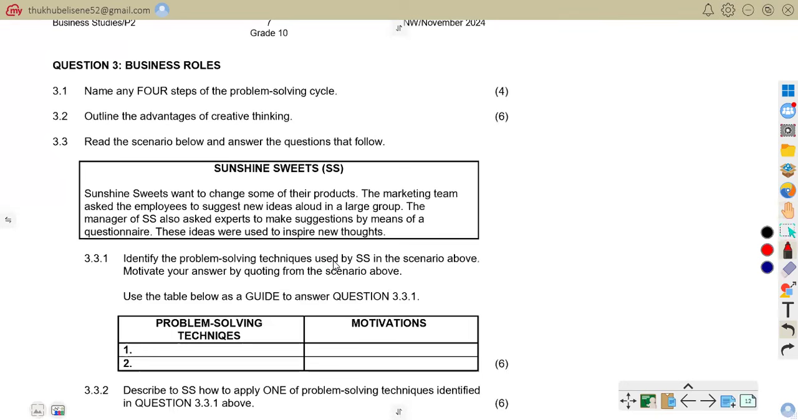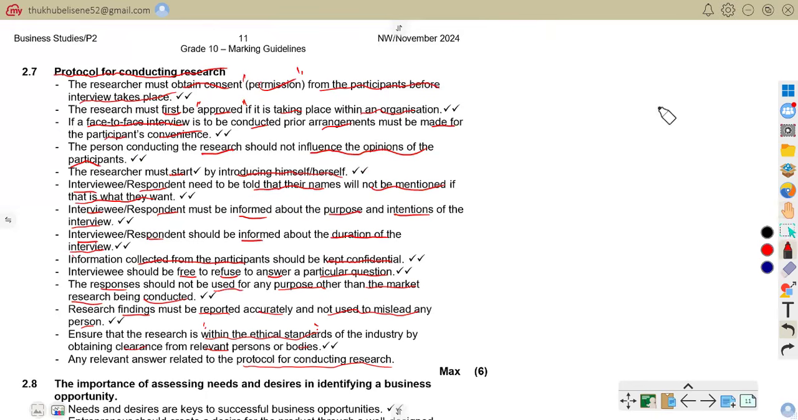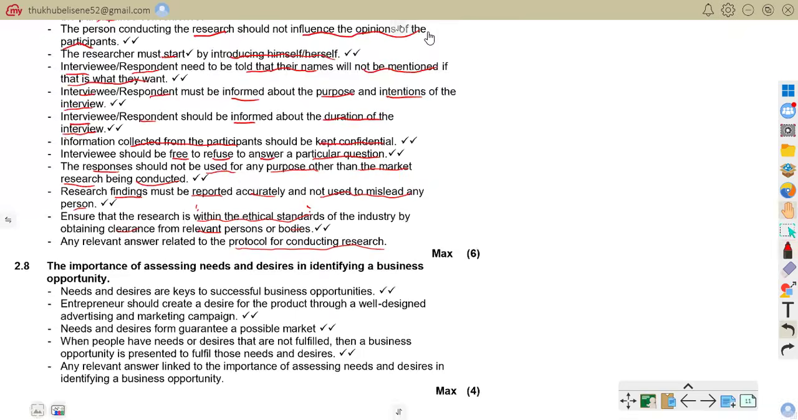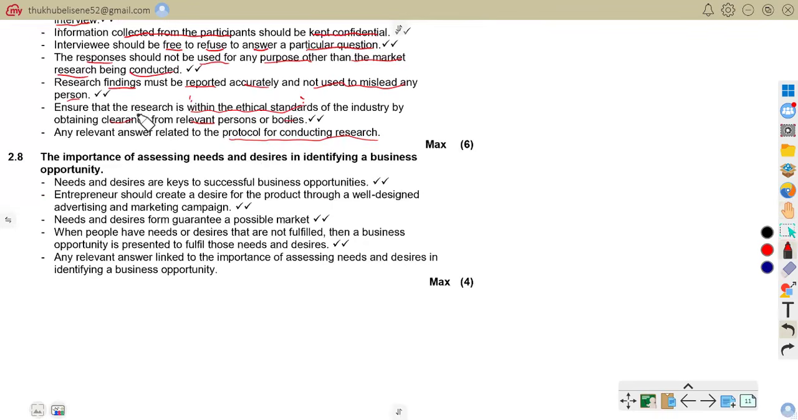Here we are on 2.8. The importance of assessing needs and desires in identifying a business opportunity: needs and desires are keys to successful business opportunities. So needs are the ones that can allow the business to grow and develop. Once we attend to the needs of the market, that shows that you are responding to the market positively.